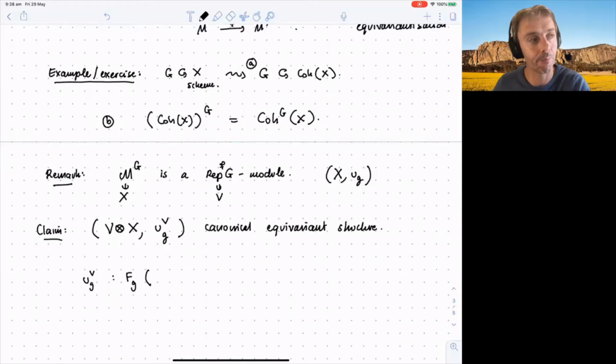The first way is just to say that if we choose a basis for V, this is a finite dimensional vector space, we can choose a basis for it, and we just take that many copies of X. Then you can convince yourself that this doesn't depend on choices.